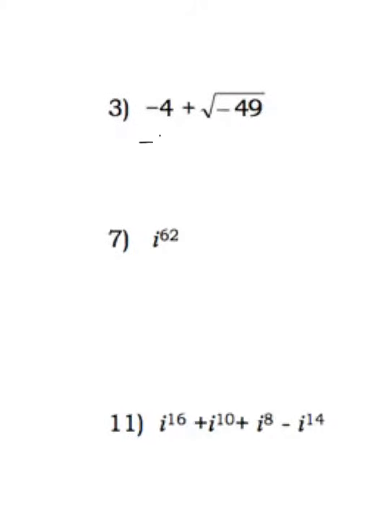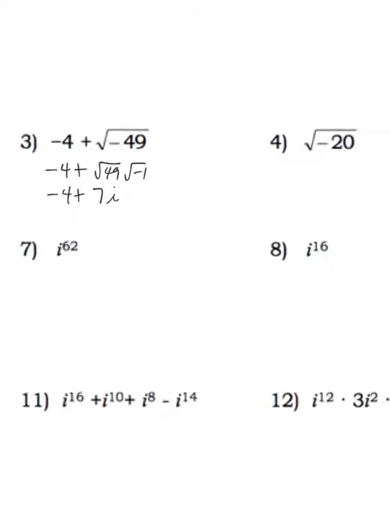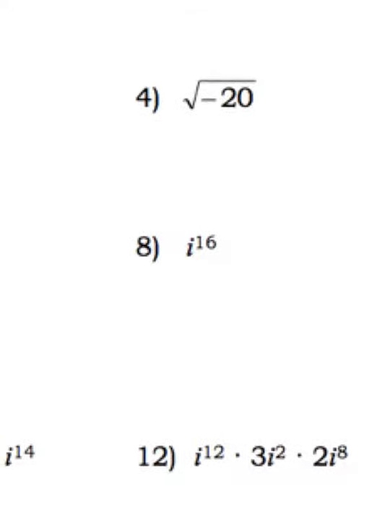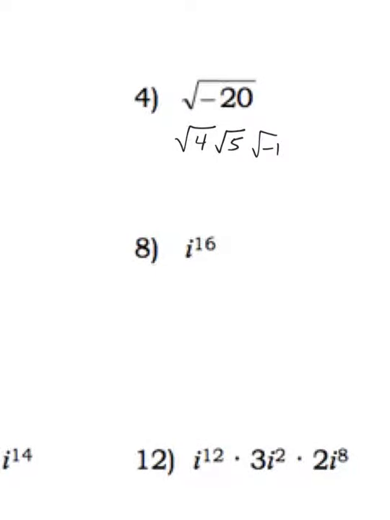For number 3, we can break down the square root of negative 49 by pulling out 49 and negative 1. 49 becomes 7. The square root of negative 1 becomes i. Number 4, I'm going to break down this radical by multiplying 4 times 5 times negative 1. Notice that the square root of 4 is 2. 5 is not a perfect square, and the square root of negative 1 is going to become i.